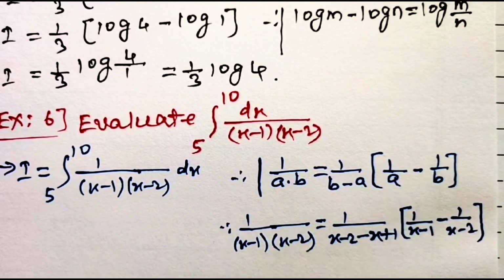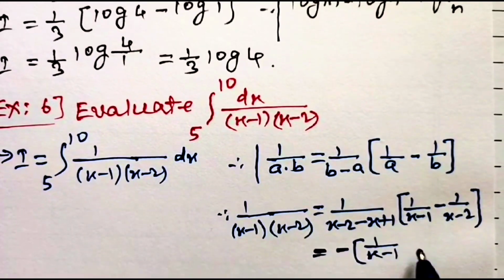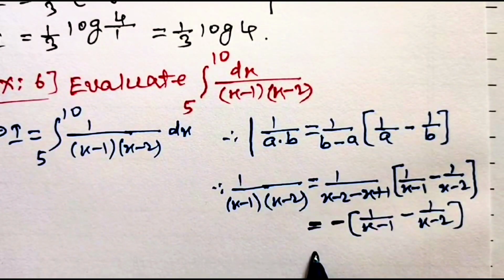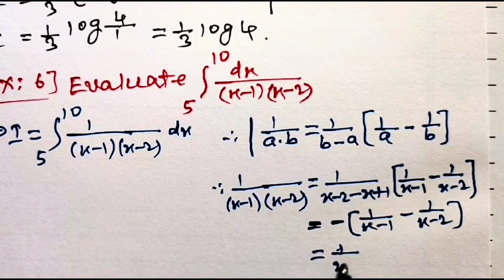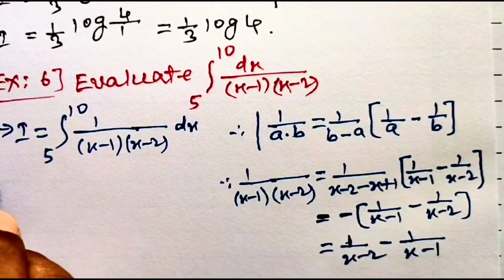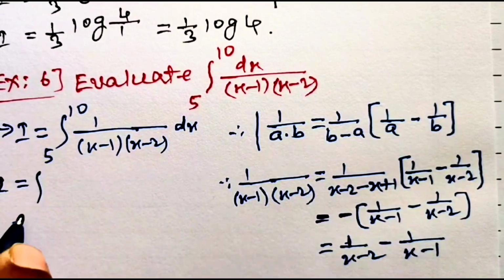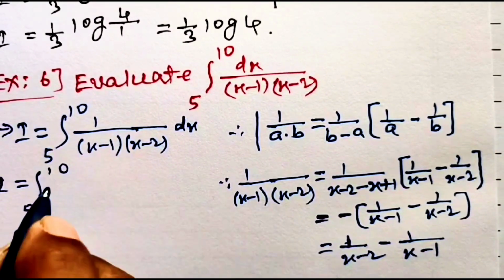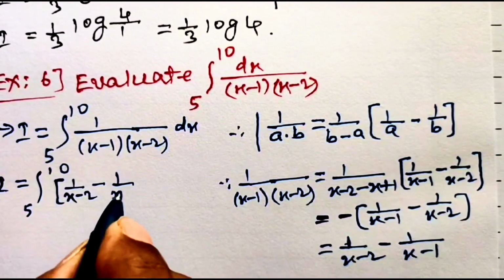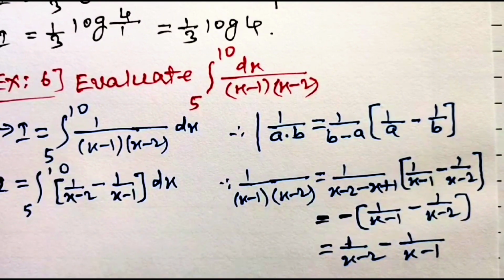Simplify this. Here x gets cancelled, and minus 2 plus 1 is minus 1, so minus of 1 upon x minus 1 minus 1 upon x minus 2. Multiply this bracket by the minus sign. So this can be written as 1 upon x minus 2 minus 1 upon x minus 1. Hence, integral I is equal to, with limits from 5 to 10, the integrand 1 upon x minus 2 minus 1 upon x minus 1, integral with respect to x.